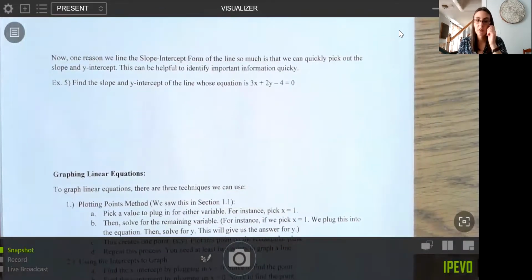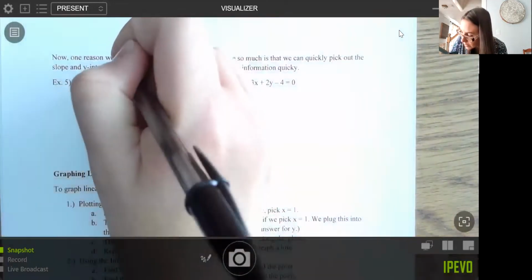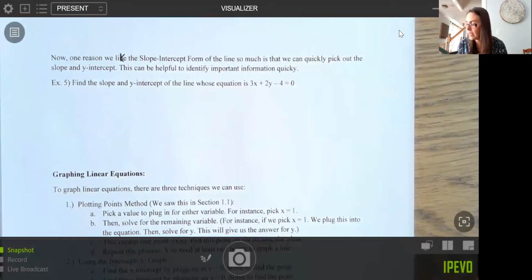Now, one reason, sorry, I have to watch my typos here. We like the slope-intercept form of the line so much is that we can quickly pick out the slope and the y-intercept. So this is really helpful. A lot of times with real-world applications, it is helpful to know the slope because that tells us the rate of change, which we're going to talk about a little bit more. And that y-intercept sort of tells us our starting value a lot of times in many applications because it's when x is 0. So for most of our applications, we're not usually dealing with negatives. So that x equals 0 value is often our starting point. So it's really helpful if we can just quickly pick out these values. It also helps with graphing too, which we'll see in a little bit.